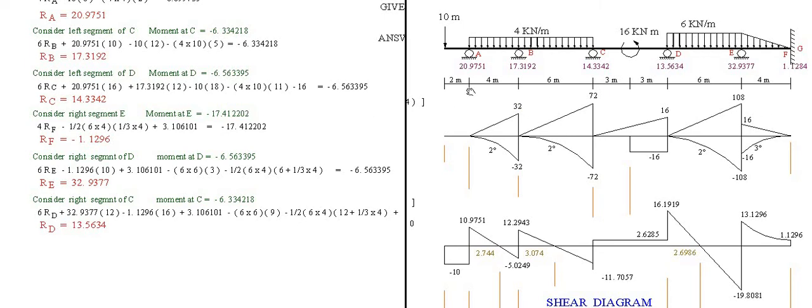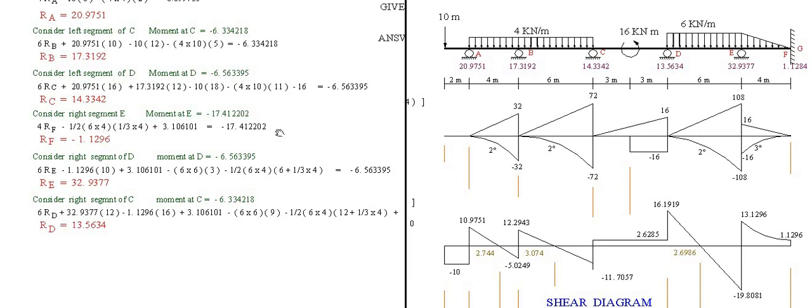Solving for RF, moment at E: RF times 4 minus 1/2 of 6 by 4 times 1/3 of 4, from here up to here, 1/3 of 4, plus the moment at G, 3.106. And equate that to the moment at E, or minus 17 for 1 to 2.